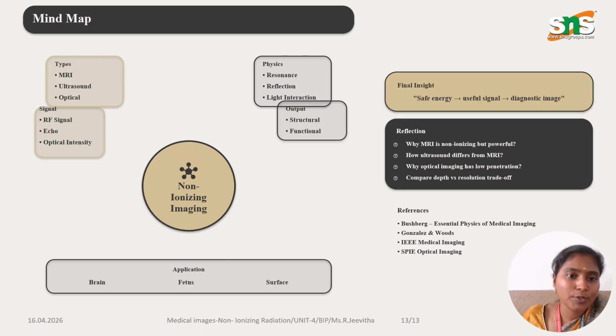There are three types of non-ionizing radiation used: MRI, magnetic resonance imaging; ultrasound; and optical imaging. Here are the signals used. In MRI, the RF signal is used. In ultrasound, the echo is used. And the physics behind this: in MRI, resonance is the physics; in ultrasound, reflection; and in optical, light interaction. So the output from this non-ionizing radiation is both structural and functional.